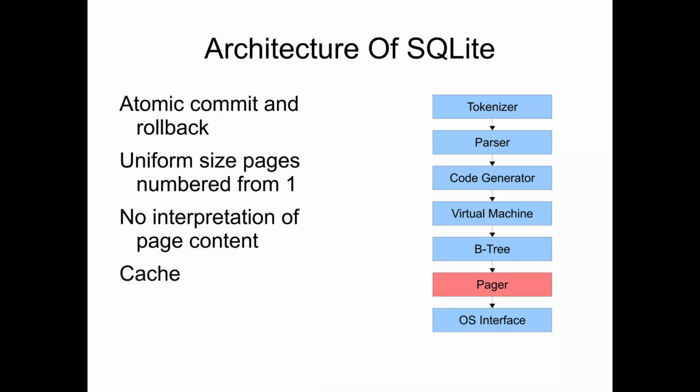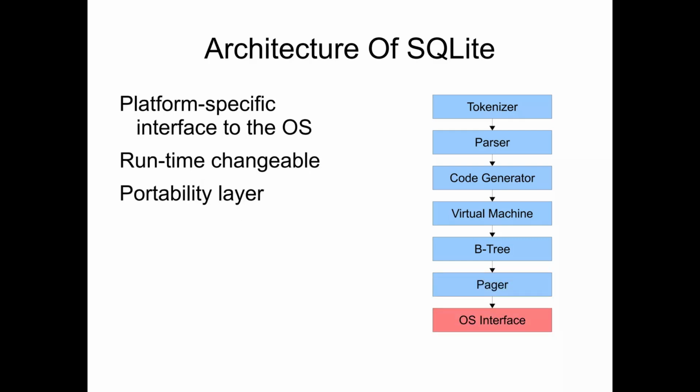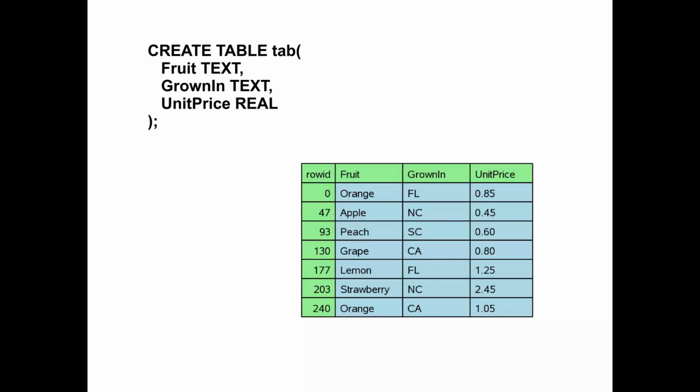And then below that, there's a layer that's going to handle the cache of your database and the atomic commit stuff. And SQLite has an OS portability layer because it has to run on lots of strange things like iPods and cell phones, where the operating system is not Unix. And so there needs to be some portability factor in there.